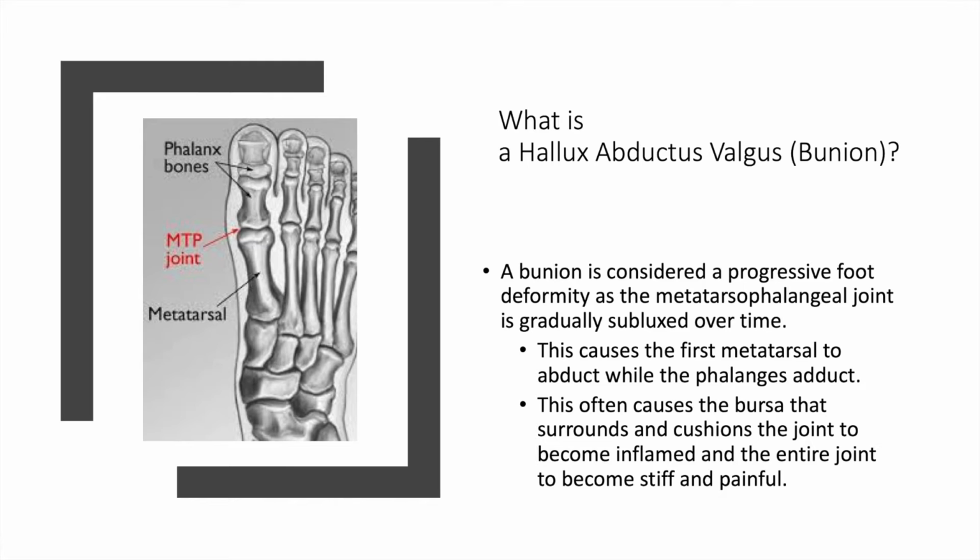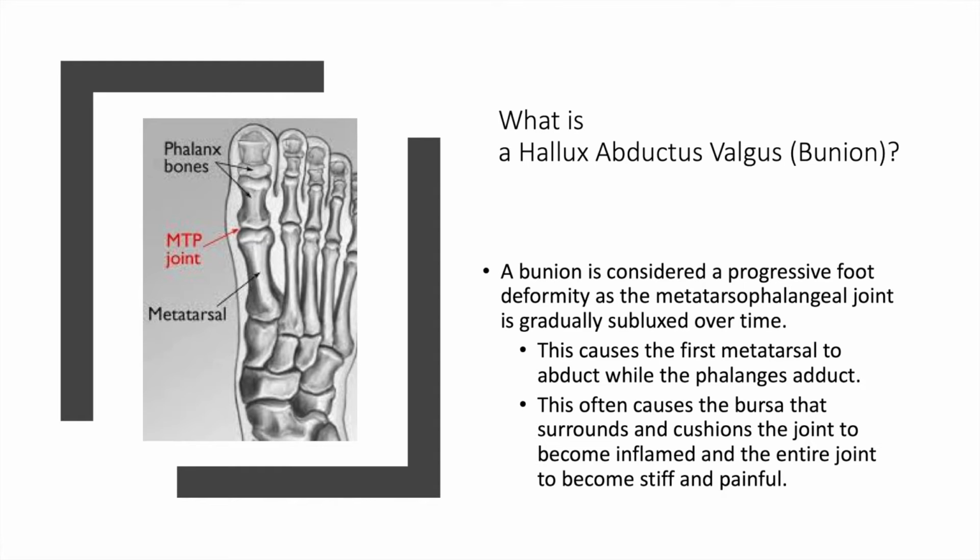A bunion is considered an enlargement of the bone or tissue around the metatarsophalangeal joint of the hallux. A bunion is a valgus or lateral deviation of the hallux or big toe at the metatarsophalangeal joint. A bunion is considered to be a progressive foot deformity as the metatarsophalangeal joint is gradually subluxed over time. This causes the first metatarsal to abduct while the phalanges adduct.